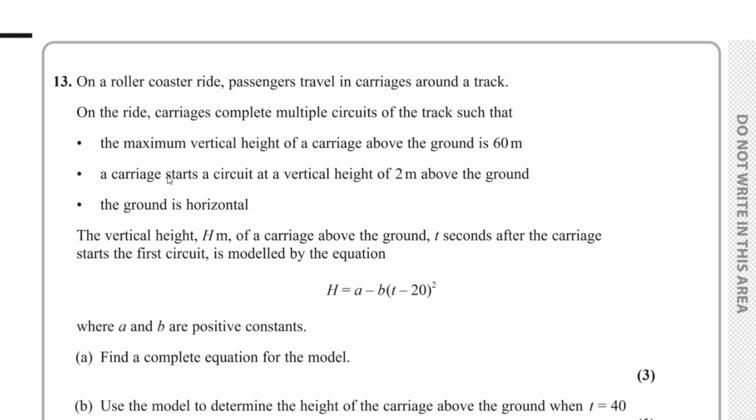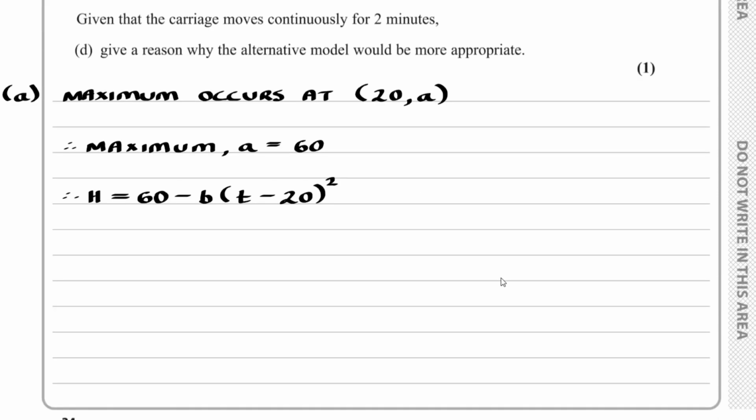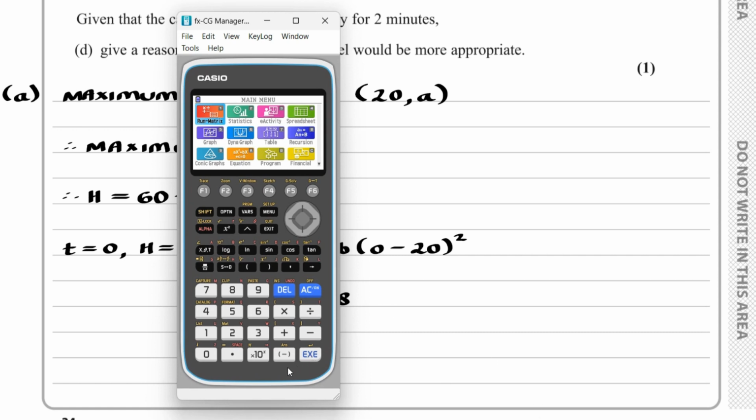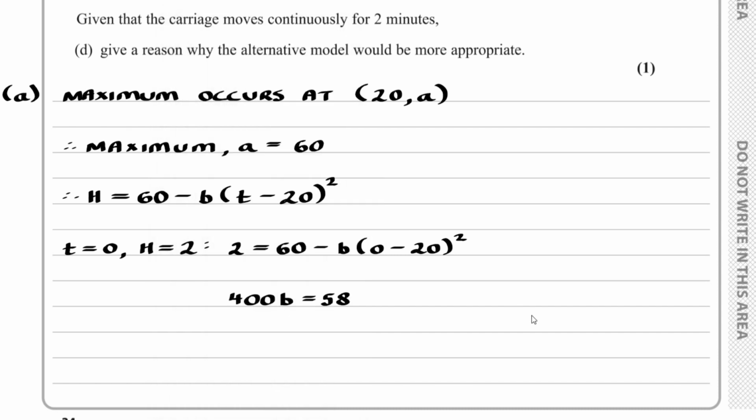What we also know is a carriage starts a circuit at a vertical height of 2 meters above the ground, which means when t is 0, h is 2. So if I substitute these into my equation, I have 2 equals 60 subtract b multiplied by 0 minus 20 squared. So I have 400b equals 58, and if I attempt to find out what b is, 58 divided by 400 is 0.145, which means b is equal to 0.145.